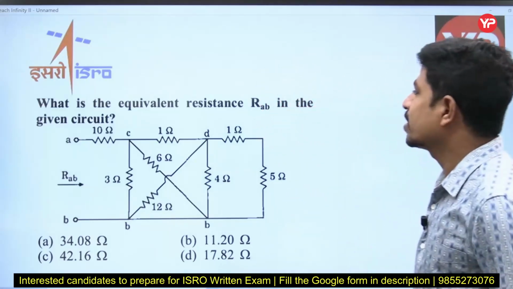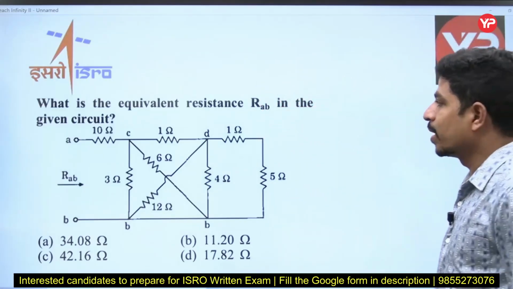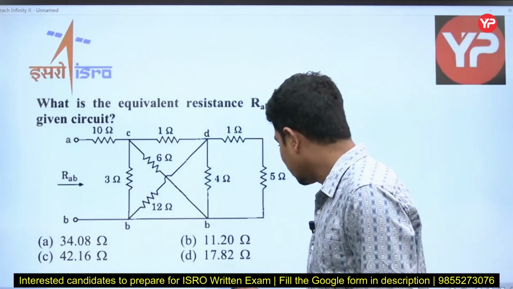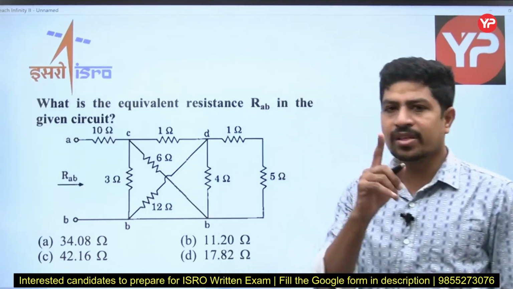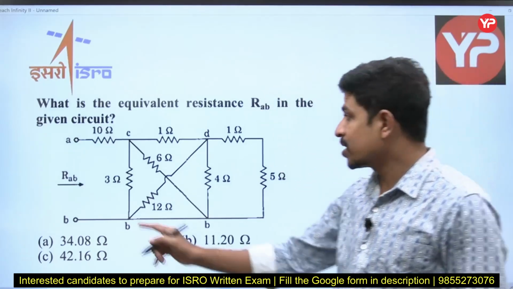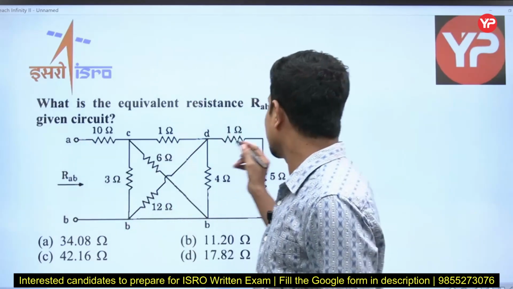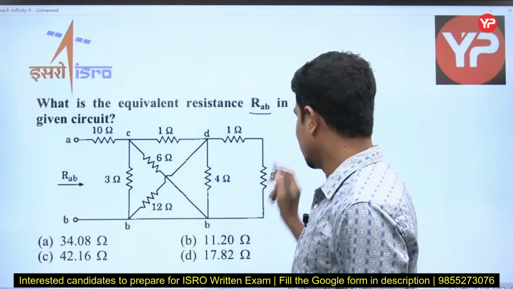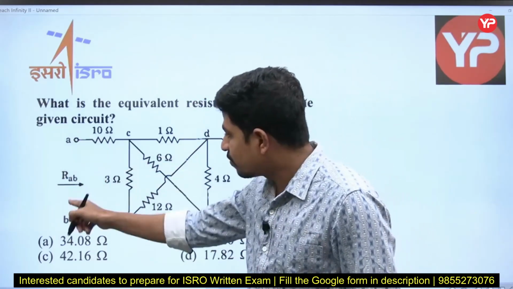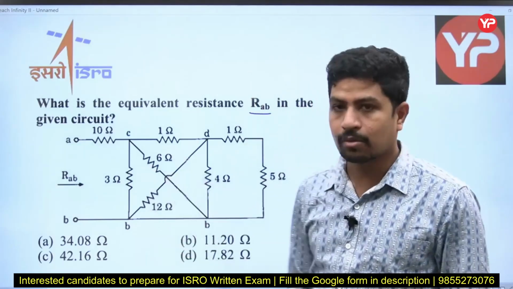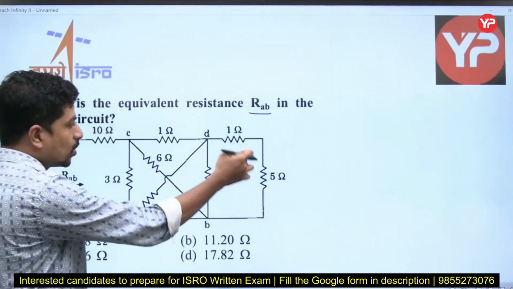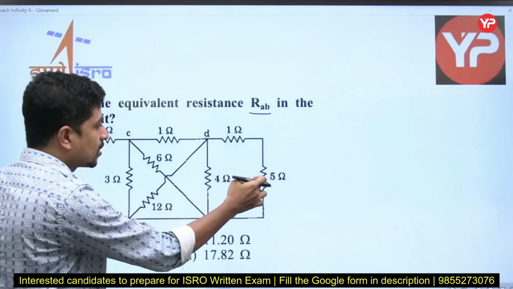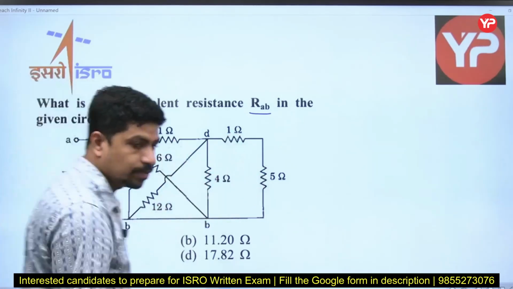What is the equivalent resistance RAB in the given circuit? Whenever the question is asked about equivalent resistance, the first thing is you need to assume yourself you are standing at the terminals A and B. So he is asking RAB, means you need to assume yourself you are standing at the terminals. Now from here you see these two resistances are in series. 5 plus 1 is 6. That 6 is in parallel with 4.